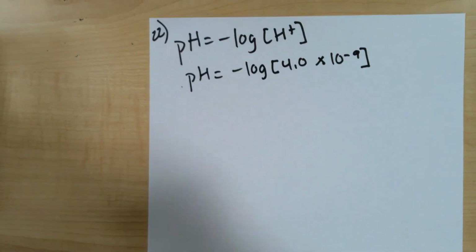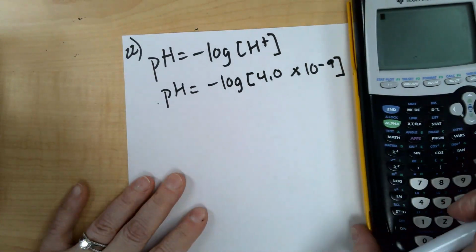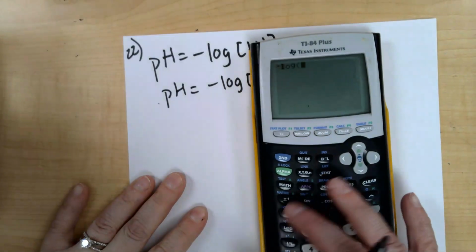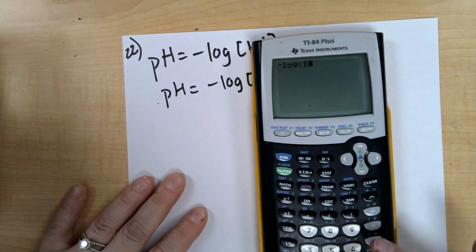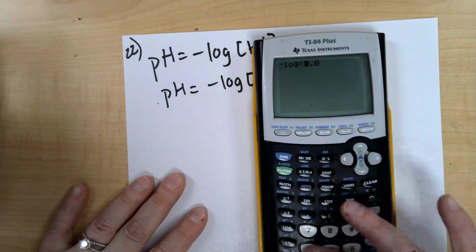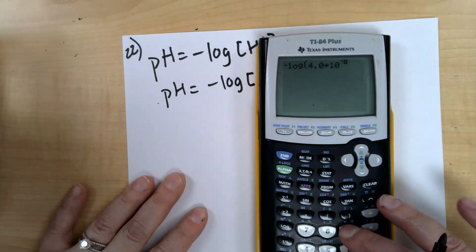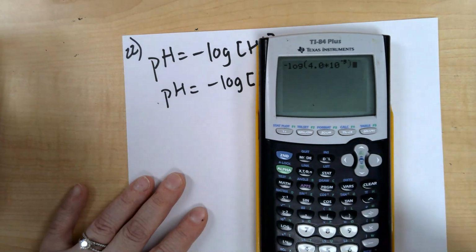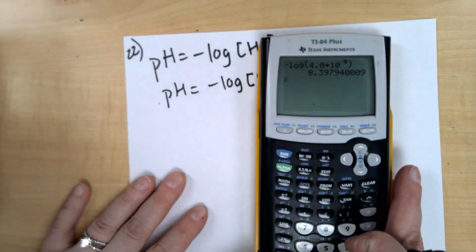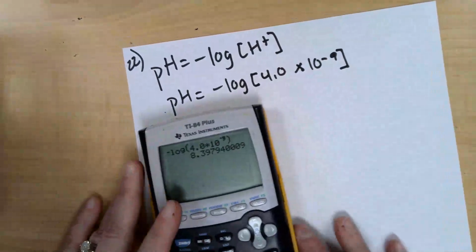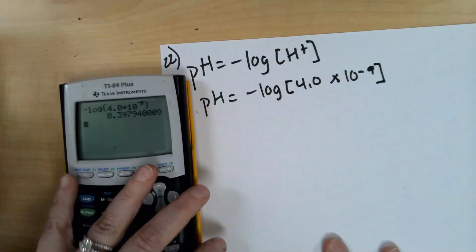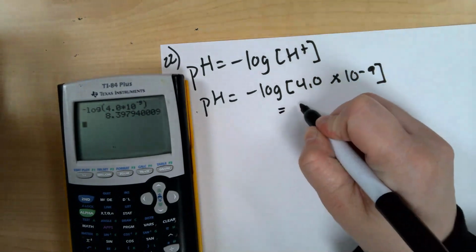You're going to go right into a calculator, which will do this for you. We're going to do the negative logarithm of 4.0 times 10 to the negative 9th. And that's going to give us, let me actually write this whole thing out so I can show you how to run for sig figs with this.